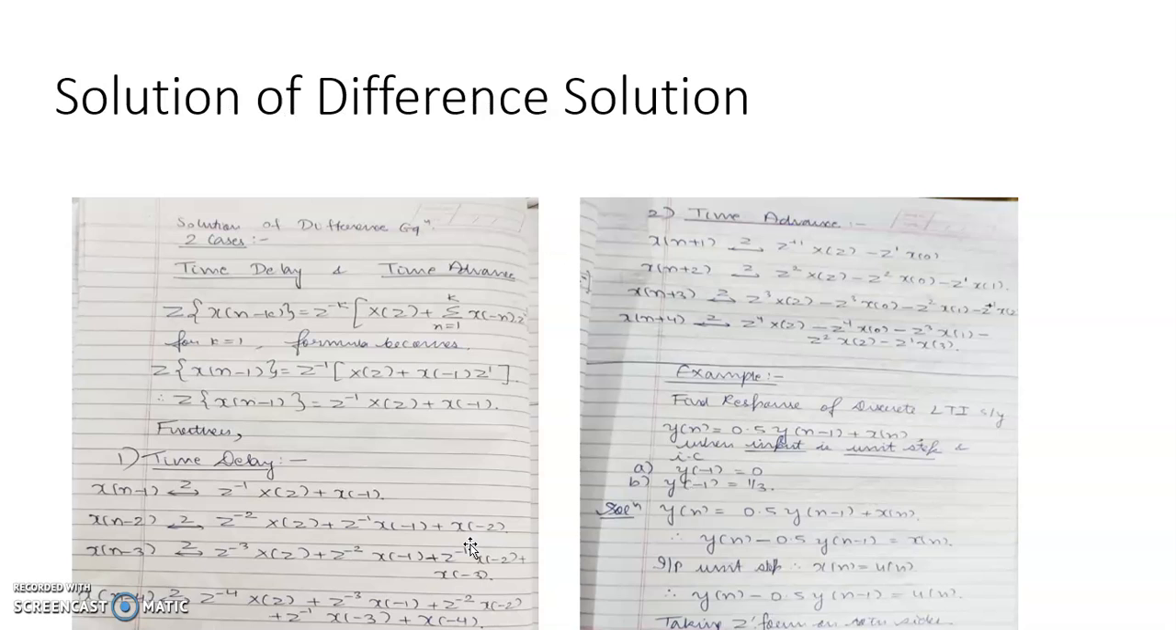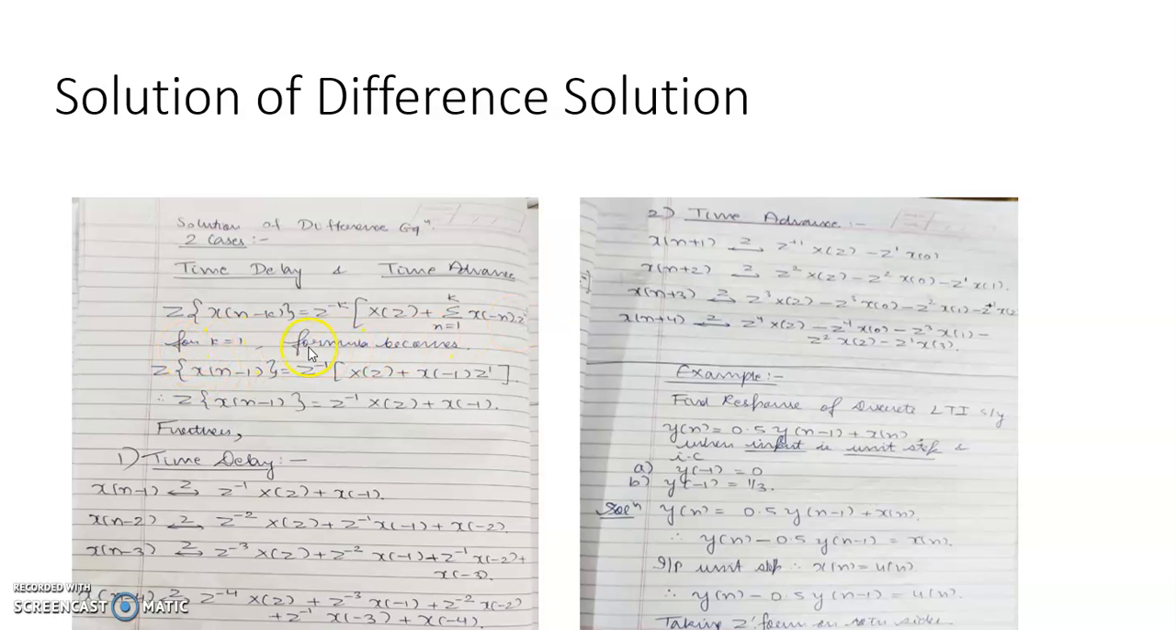Let's understand this concept one more time. As I have told you, your question can be in two forms, either time delay or time advancing. This is the generic formula you will be using every time: the Z transform of x of n minus k is z to the power minus k times X of z, plus the summation from n equal to 1 to k of x of minus n times z to the power n.